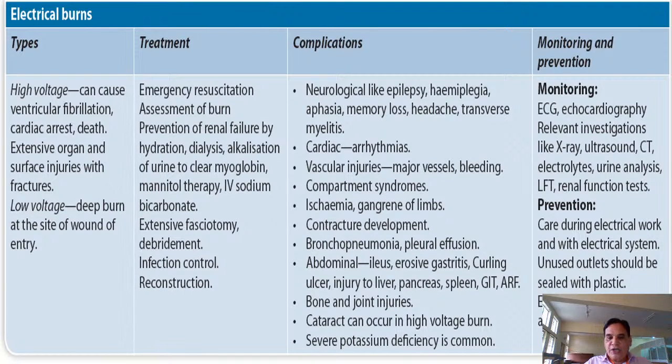Complications: neurological, cardiac, vascular, ischemia, contractures, pneumonia, abdominal problems, bone and joint injuries, and cataract can occur in all burn patients. And more important is compartment syndrome. So for compartment syndrome, fasciotomy is the only answer. How do you manage it? Monitor ECG, CT, and all the renal function tests, because myoglobin will affect kidneys.